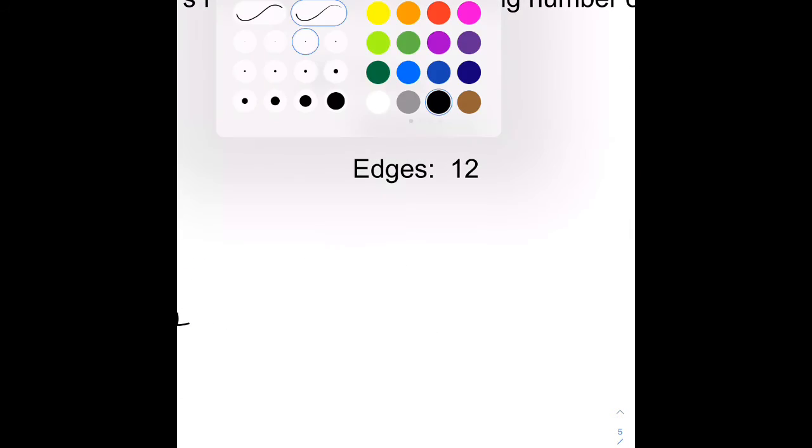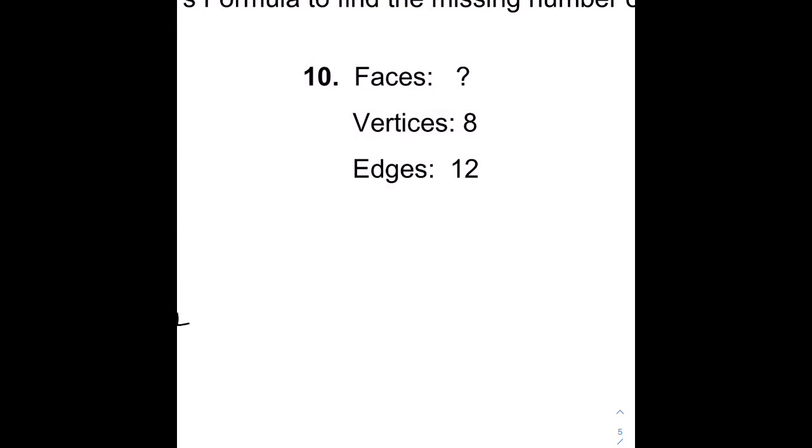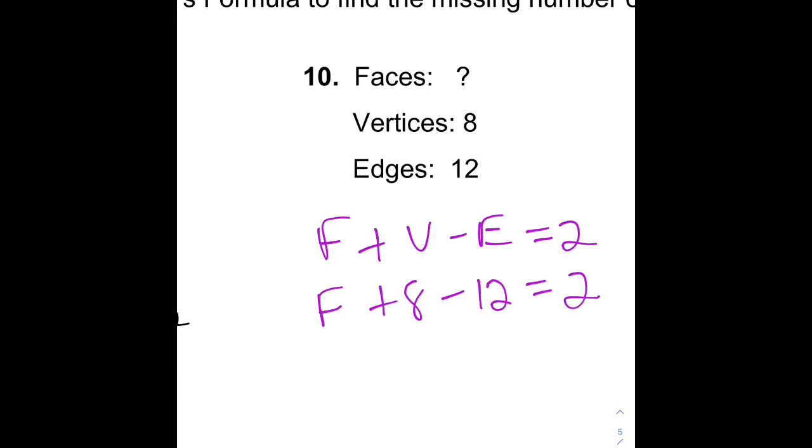And on problem 10, faces plus vertices minus edges equals 2. I don't know the faces. I have 8 vertices with 12 edges. So faces minus 4 equals 2. So this object has 6 faces.